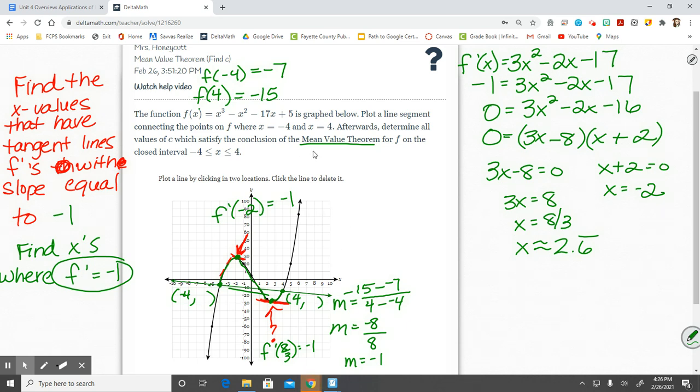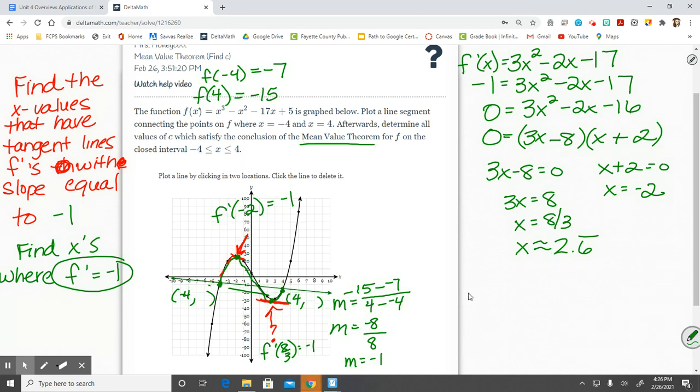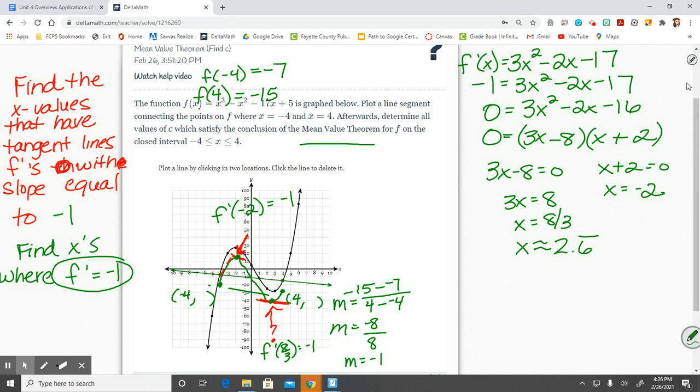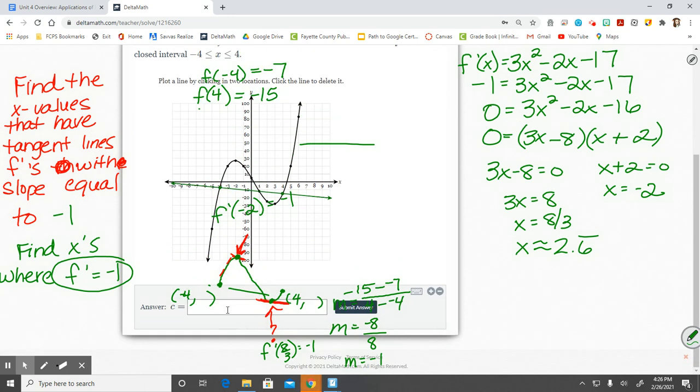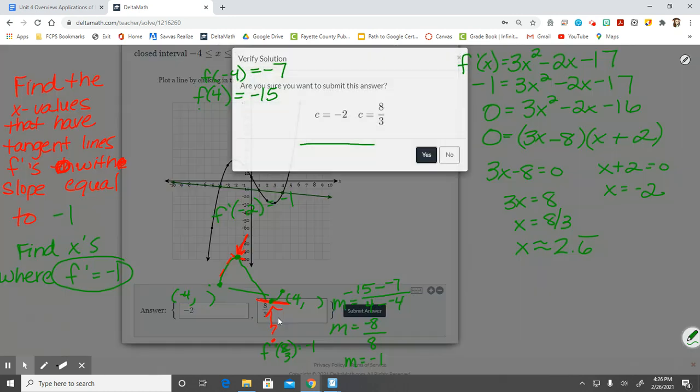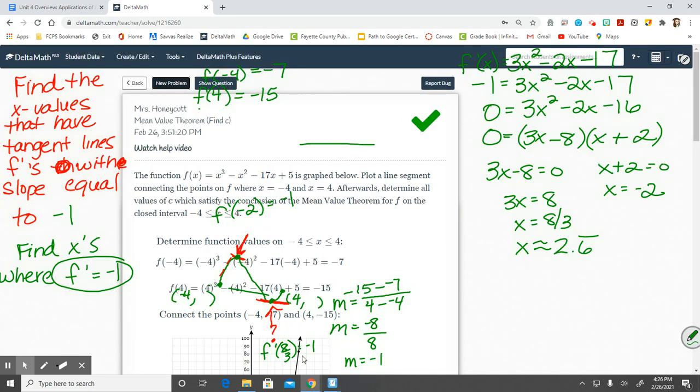So the question is, find all the values of c, which are the x values I just found, between -4 and 4. Both of these are between -4 and 4, so I will enter them both: -2 and 8/3. We got it. So that's what you'll have to do for this lesson.